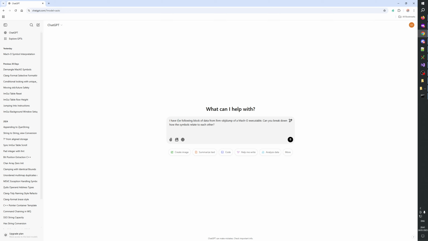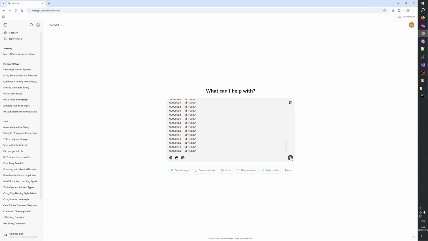I have a portion of data from llvm-objdump of a MachO executable. Can you break down how the listed symbols relate to each other in this sample? Okay, so we just drop this whole thing and then we ask.